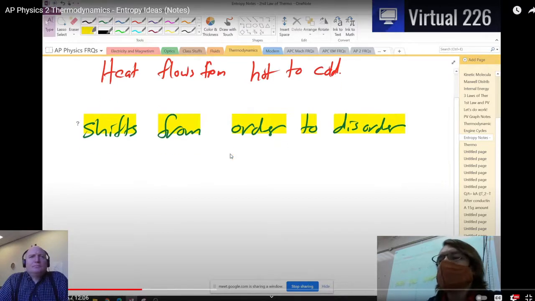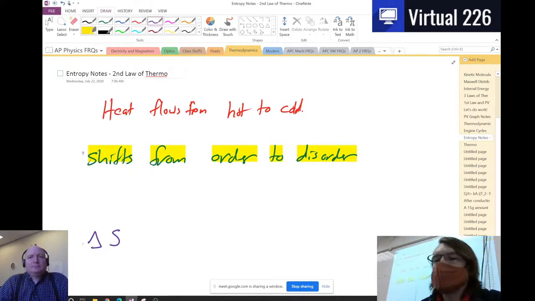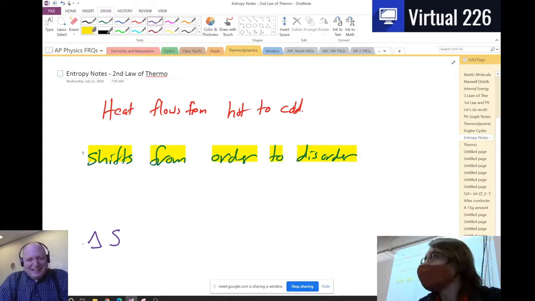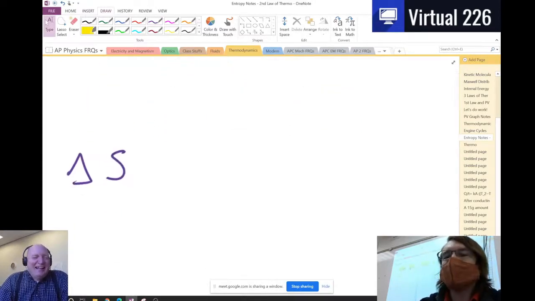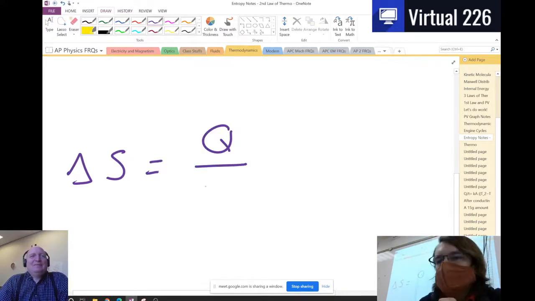Now, the way we write this mathematically, the shift of order to disorder, is with a delta S. Delta being a change in, a final minus initial, and this S standing for entropy. Yes, I understand the idea that entropy begins with the letter E, and I just wrote the letter S, but here we are. Just another weird thing in the world of physics. Love that. So this delta S is a change in entropy. It's a change in order and a change in disorder. And it is equal to Q divided by the average temperature.